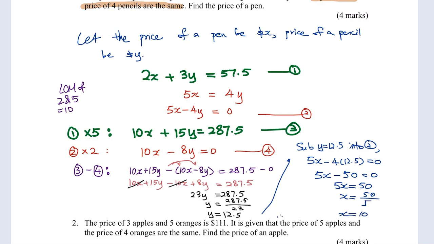And then the final statement: the price of a pen is $10. If you don't have the final statement, that means you don't have the unit. If you don't have the unit, then you might receive a remark, oh, this is pen. Then you will receive 1 mark deducted.